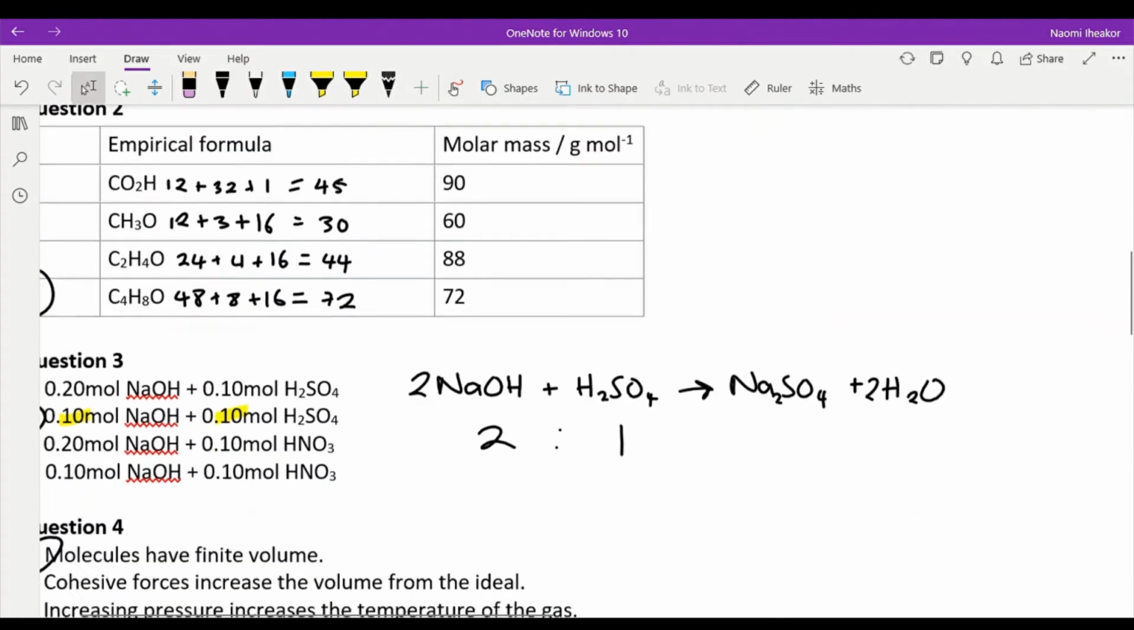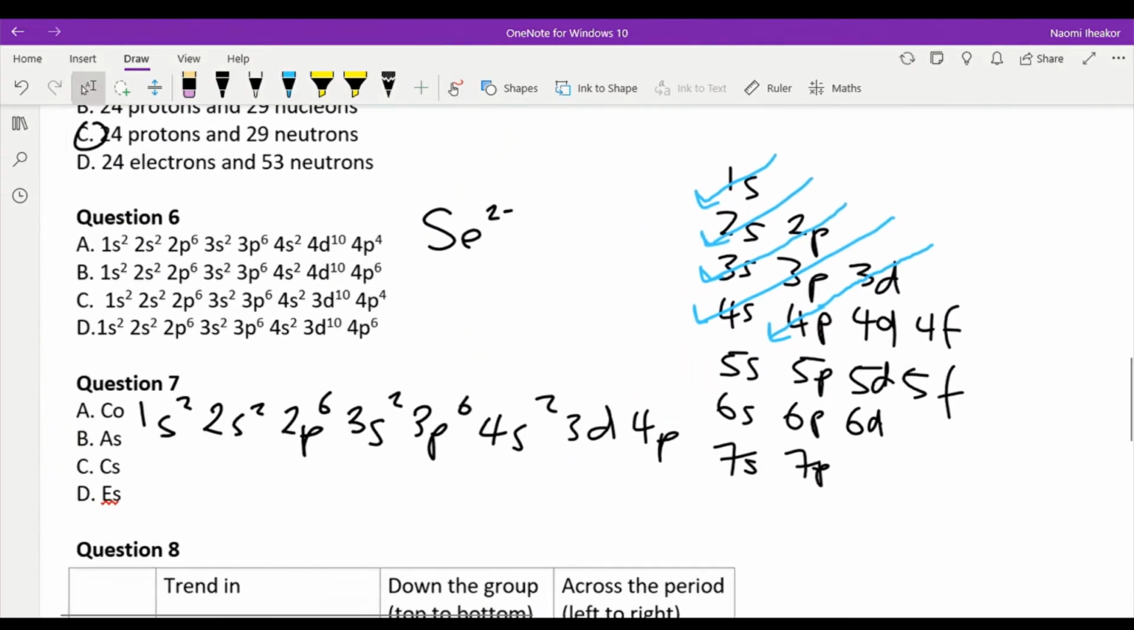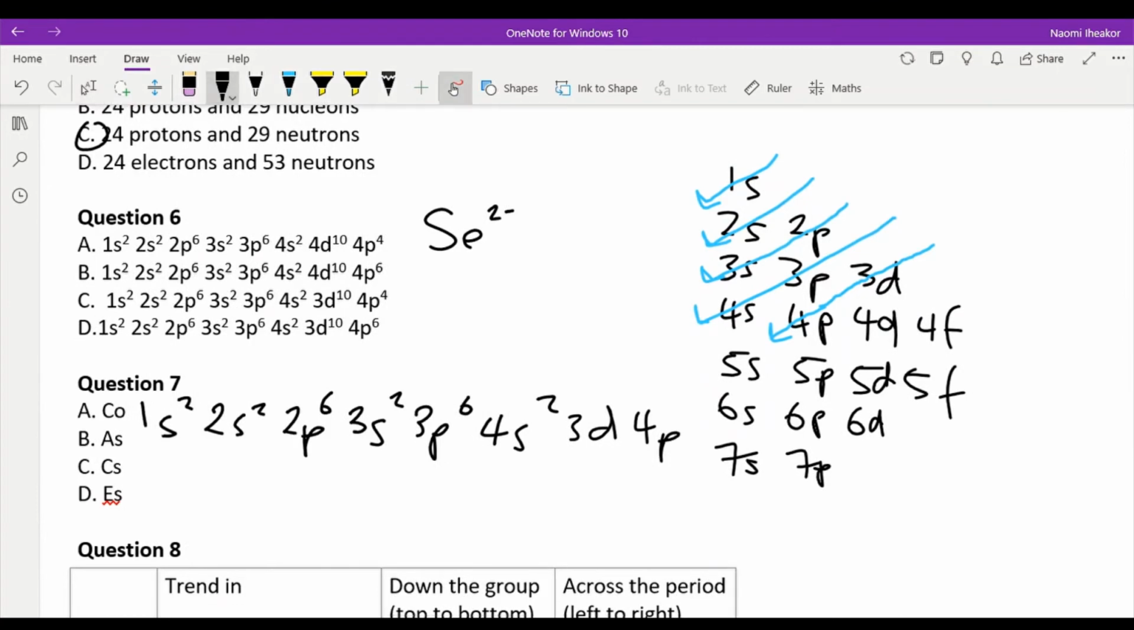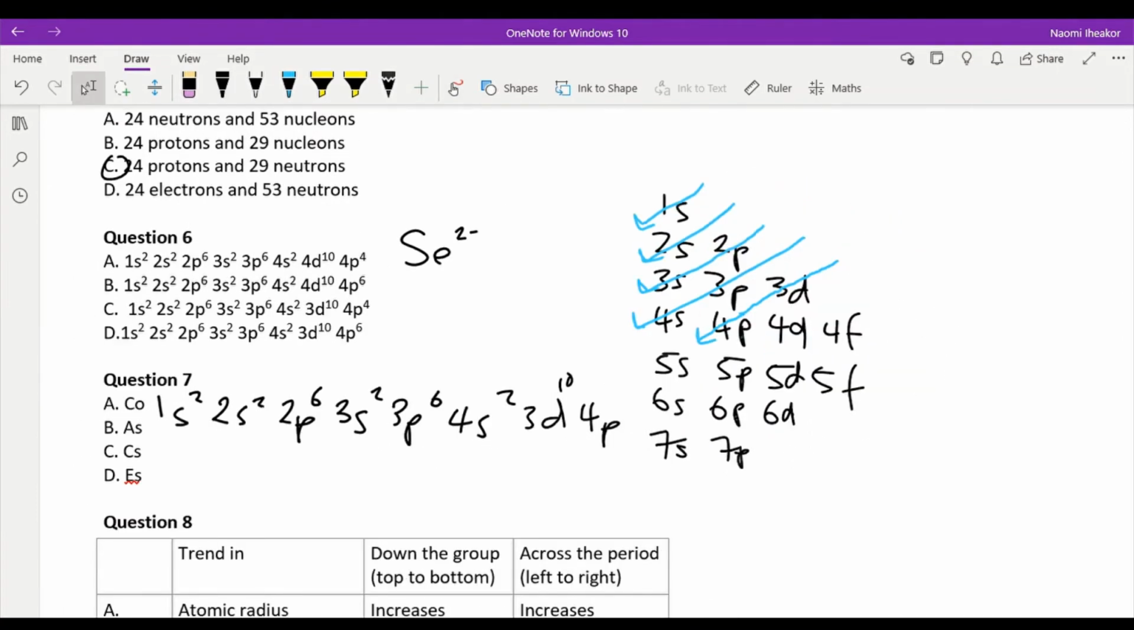If we come back, the d orbital takes 10 electrons. Alright, so we can rule out whatever doesn't have 3d10. I can already see A and B are not going to be correct because they've got 4d10 in the second last position. And it's going to be 4p6 because we've got the 2 minus ion. So it's not going to be 4p4, but it's going to be 4p6. So that's why D would be correct. So question 6, D is the correct answer.